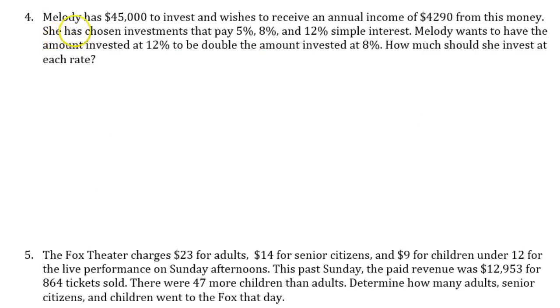All right, let's do one more problem. Melody has $45,000 to invest and wishes to receive an annual income of $4,290 from this money. She has chosen investments that pay 5%, 8%, and 12% simple interest. Melody wants to have the amount invested at 12% to be double the amount invested at 8%. How much should she invest at each rate?